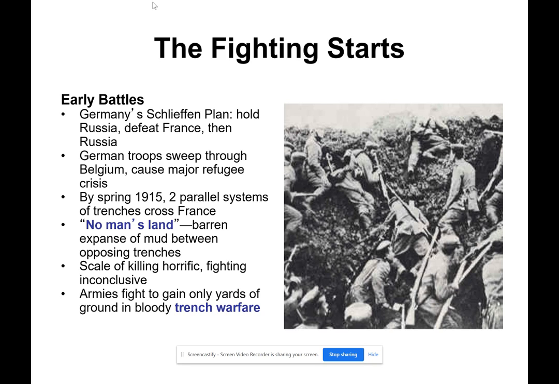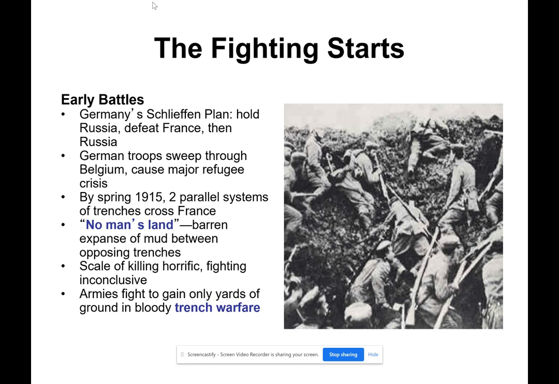By spring of 1915, two parallel systems of trenches cross France. You call the land between two opposing trenches, the land that separates them, no man's land. This is a barren expanse of mud between opposing trenches, and there is mass slaughter. It's pretty bad at this point.